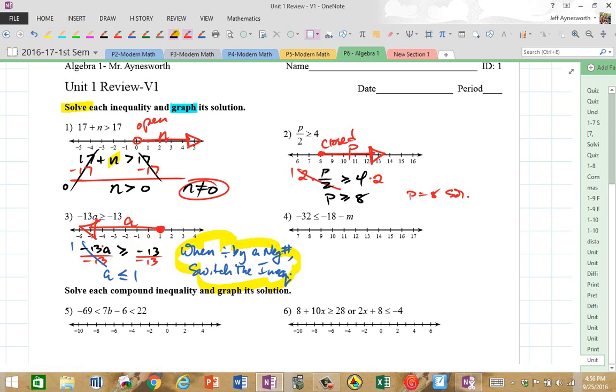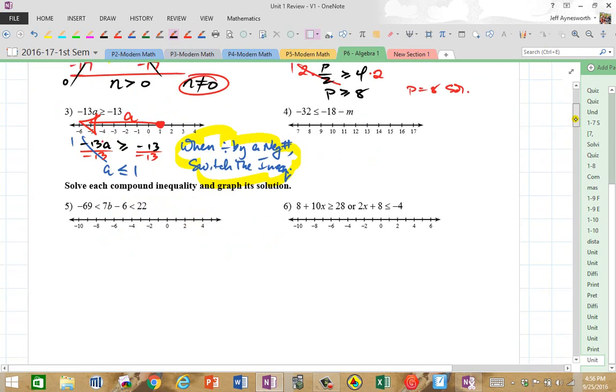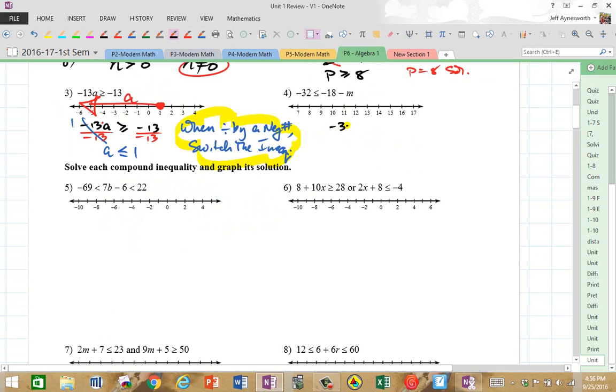Okay, number 4. All right, let's take a look at number 4. Negative 32 is less than or equal to negative 18 minus m. All right, I'm trying to solve for m here, and let me see. I'm going to look at the 18. It's not 18, it's negative 18, so I'm going to add the opposite first. I always add the opposite first before I do any multiplication or division.